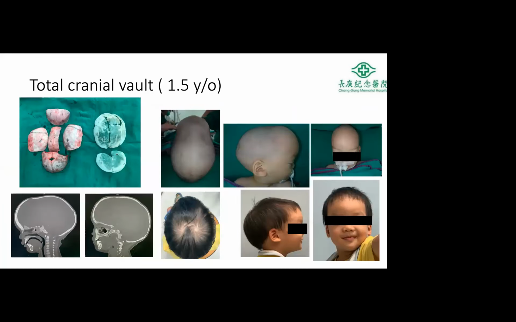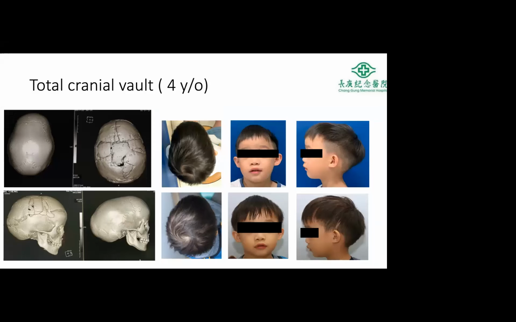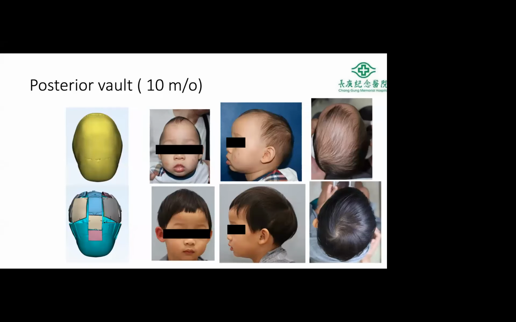This case, he comes even later, like 1.5 years. So we do the total cranial vault reconstruction. And this boy who comes even later, he comes at 4 years old. So we also do the total cranial vault reconstruction. If the patient comes earlier, I prefer to do only the posterior vault reconstruction. Like this boy, we did the surgery around 10 months old.